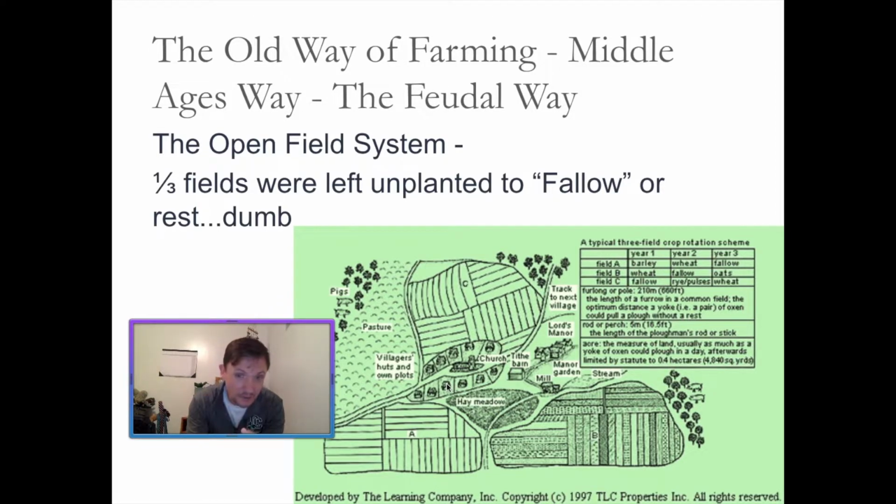So the problem is they only used one or two out of every three of these strips of land. In the open field system, they used to have to leave one of them unplanted so it could fallow, or rest. So they would have oats growing in one part, and then wheat or beans growing in the other, and then the third strip would just be left to what was known as fallow. While it's fallowing, they would sometimes pasture it, and let animals walk over it and eat and fertilize the earth.